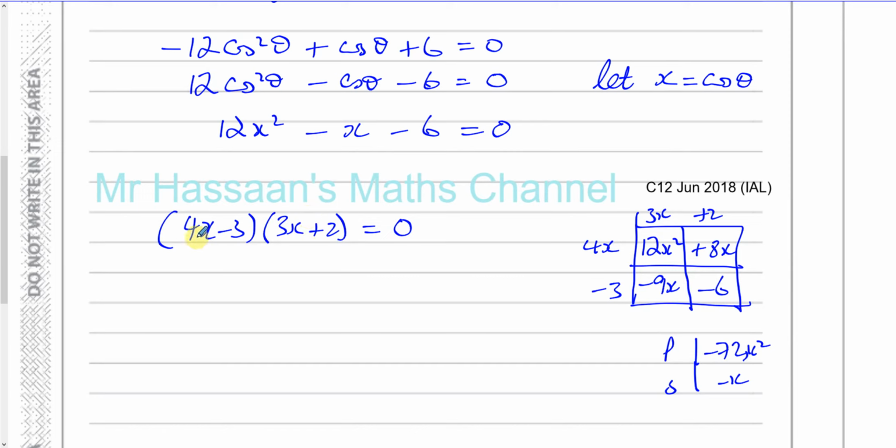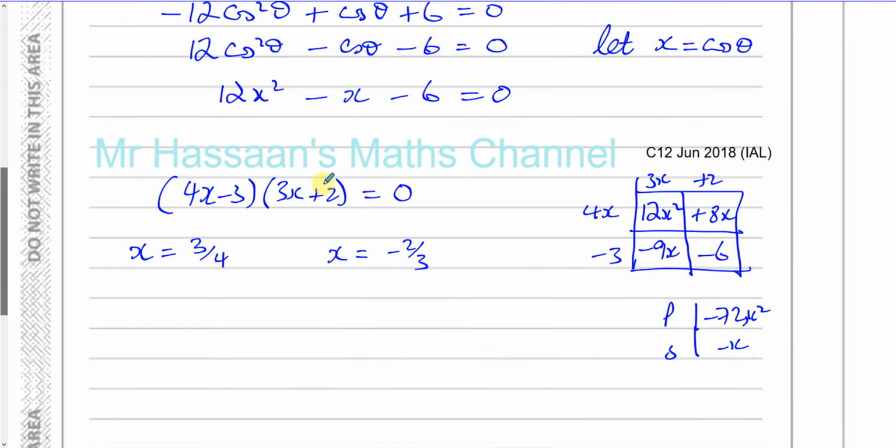So we can say 4x minus 3 is 0. That means x must equal 3/4. And 3x plus 2 is 0. So x must equal minus 2/3. So now we know x is equal to cosine theta. So we can say that means cosine theta is 3/4. That'll give us some solutions. And cosine theta equals minus 2/3. Okay, good. So both of these will give us solutions.